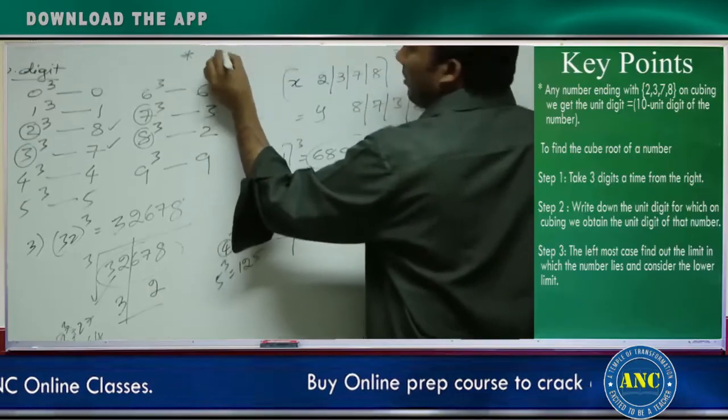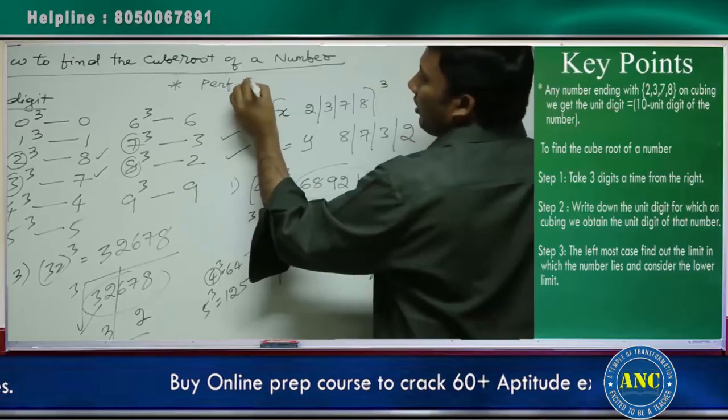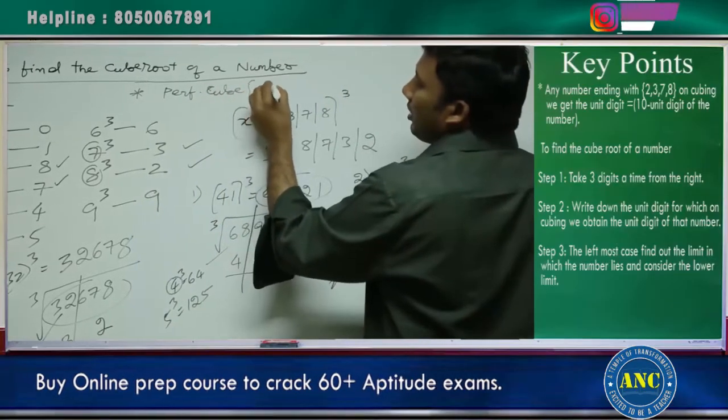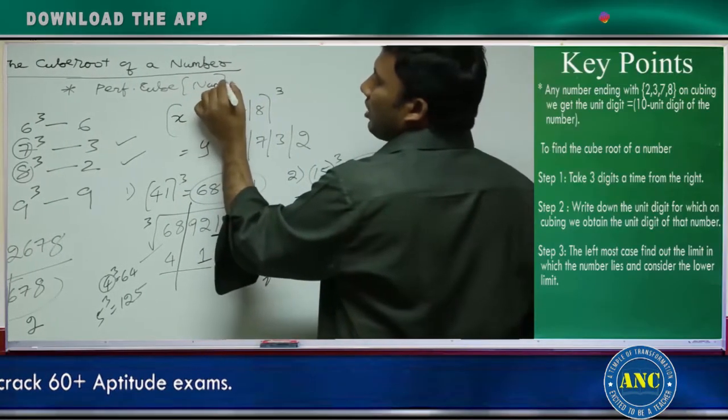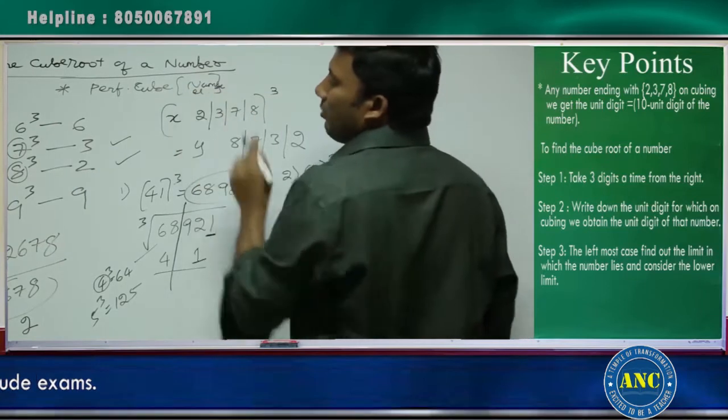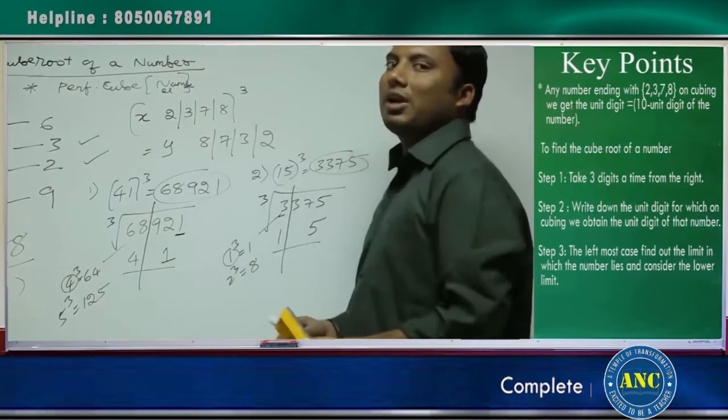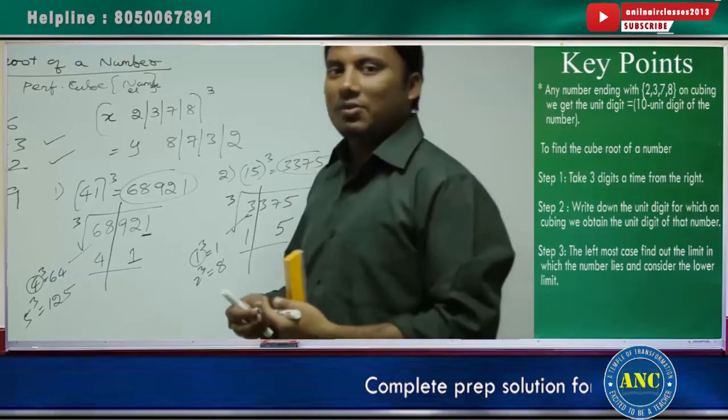Please remember, all these numbers which I took in cube root, this concept is used only when the number is a perfect cube. Only when the number is a perfect cube, this logic is used. If the number is not a perfect cube, we will use the binomial expansion (1 plus x) power n.